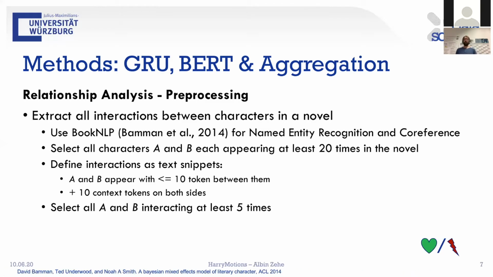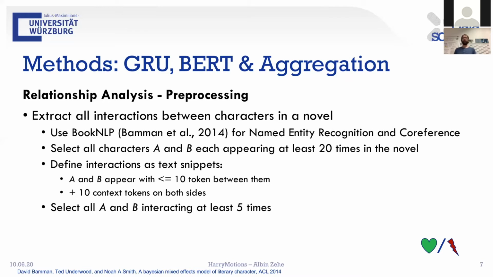The relationship analysis is a bit more complex because here we have to do some pre-processing to extract all interactions between a character pair in a novel. In order to do this, we use the BookNLP library provided by Bamman et al. in 2014 for named entity recognition and coreference resolution. When we've done this, we select all characters appearing at least 20 times in a novel because we want to focus on important characters and mostly exclude minor side characters, and analyze their relationships.